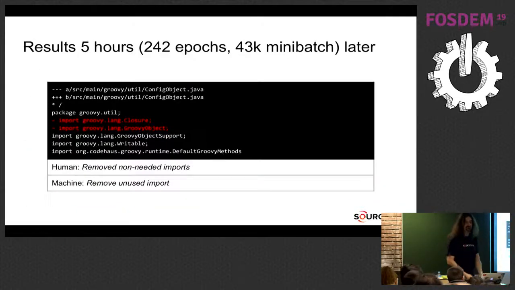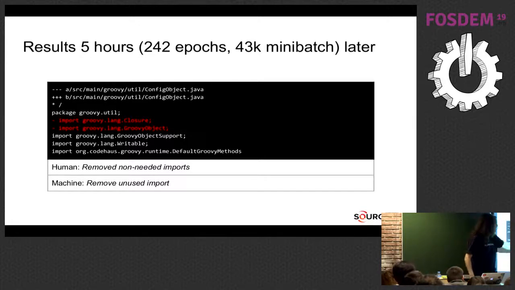So the results, 5 hours later, which is 242 epochs and 43,000 mini batches, are these. And these are actual figures I ripped out yesterday evening while I was frantically scrapping through my presentation to tweak it. So I removed these 2 lines. This is the human, the original commit on the validation set, so no peeking here.